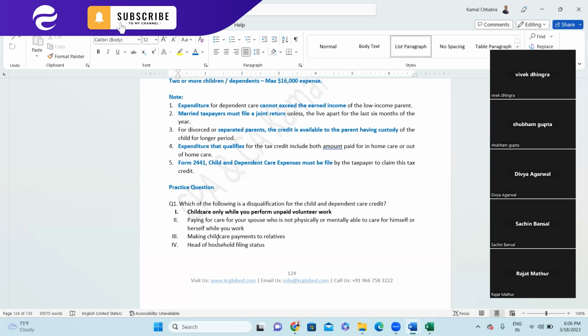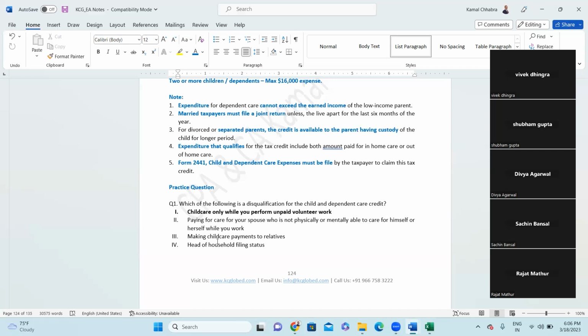Fourth point is, are you guys with me? Yes, sir. Okay, fourth point is expenditure that qualify for tax credit should be both the amount paid for in-home care and out-of-home care. So there are certain passes which they provide as complimentary passes for the business class. Based on their annual business, they generate and create the passes and share with them.